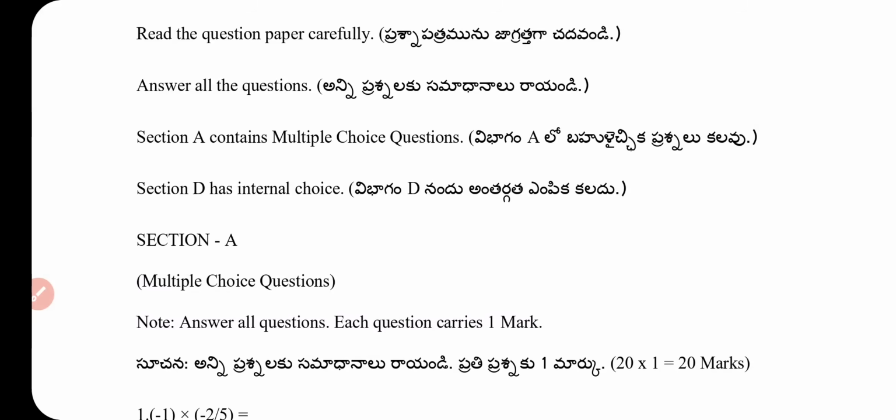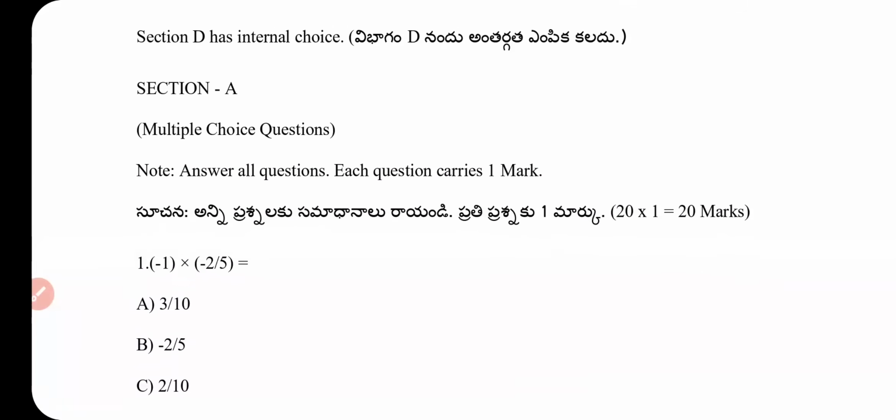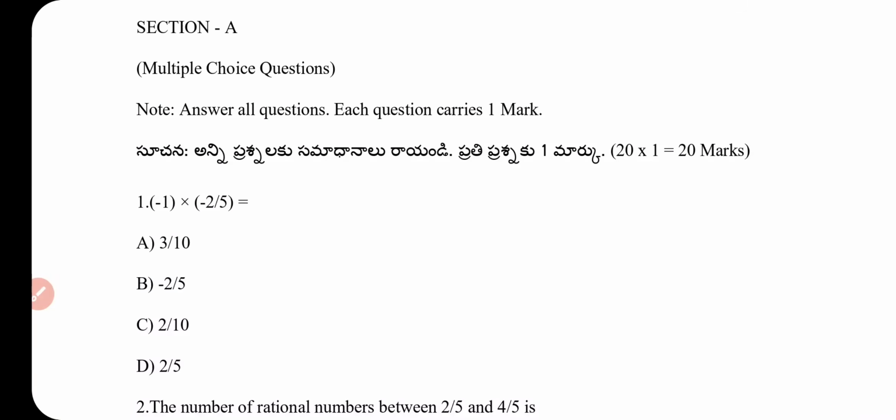Read the question paper carefully, answer all the questions. Section A contains multiple choice questions. Section D has internal choice. Section A, multiple choice questions: each question has four options, one option is the correct answer. Each question carries 1 mark. 20 × 1 = 20 marks.